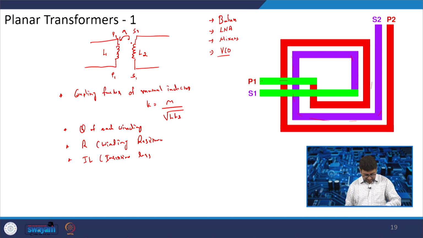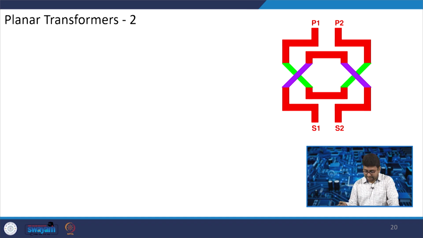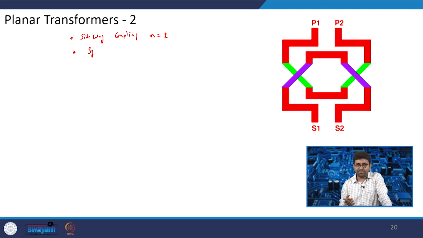Then there is another way of making a transformer, which is by using sideway coupling. Here n is equal to 2. So, the number of turns is 2, and it is a symmetric structure on both sides. In the previous structure there is a possibility of mismatch between primary and secondary, but in this there is a symmetric structure. So, mostly a symmetric structure is used between primary and secondary.